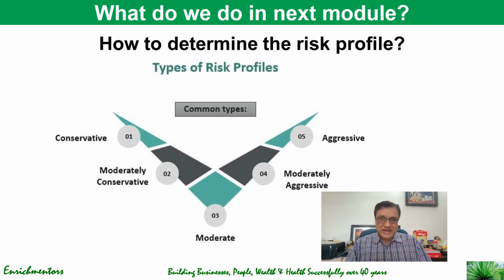So what do we do next? Having looked at what risk profiling is and what the different types of profiles are, in the next lecture we will look at how we determine these risk profiles. How can you come to know what your risk profile is? Are you a conservative investor, an aggressive one, moderately conservative, moderately aggressive, or a moderate investor? That's the question we will answer in the next lecture.